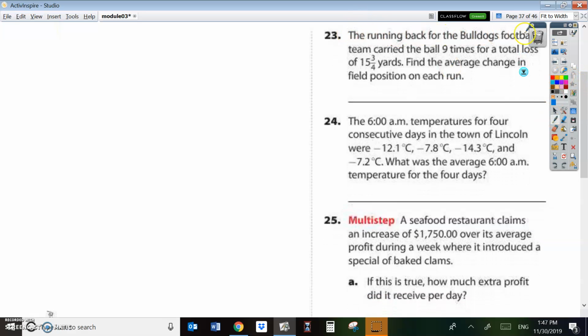Okay, the running back for the Bulldog football team carries the ball 9 times for a total loss of 15 3/4 yards. Didn't do very well, did he? Find the average change in field position on each run. So let's just make this easy. If he had lost 18 yards, divide that by 9 runs, then you'd know that he lost about 2 yards per carry.